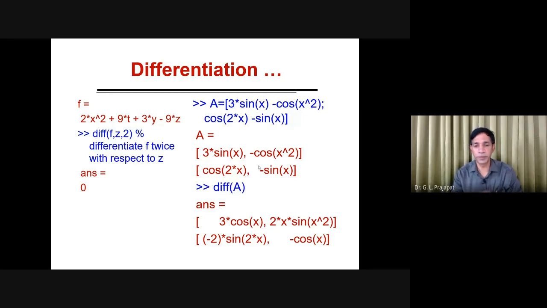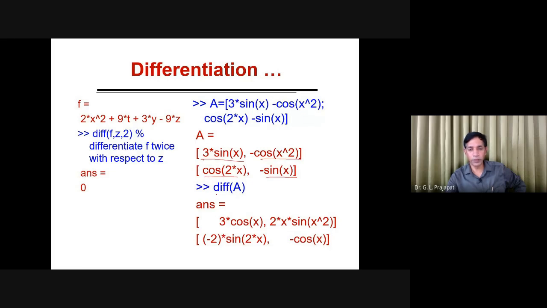Now this is one thing you need to know. This is the matrix actually. So a is equal to what? x is the symbolic variable. So a is equal to 3 sin x. So this is the 2 by 2 matrix. This is the 2 by 2 matrix: 3 sin x, minus cos square x, cos 2x, minus sin x.